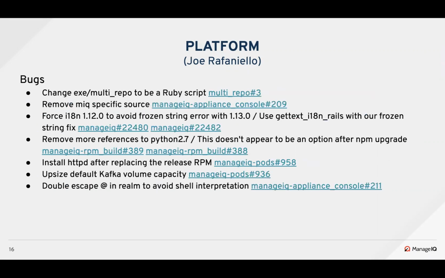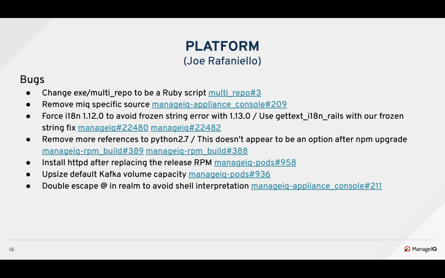For ManageIQ platform bugs, Jason made the multi-repo executable a Ruby script instead of shell, so it would play nice with the way RubyGems bin stubs load these files. Next, Keenan fixed the test failures in the appliance console due to multiple gem file source lines. Next, for the release of the i18n gem 1.13.0, a change was made that broke a gem dependency of ours in gettext i18n Rails. So I first locked down the release of i18n, and then I fixed the upstream gem so we can now use the new version of i18n.